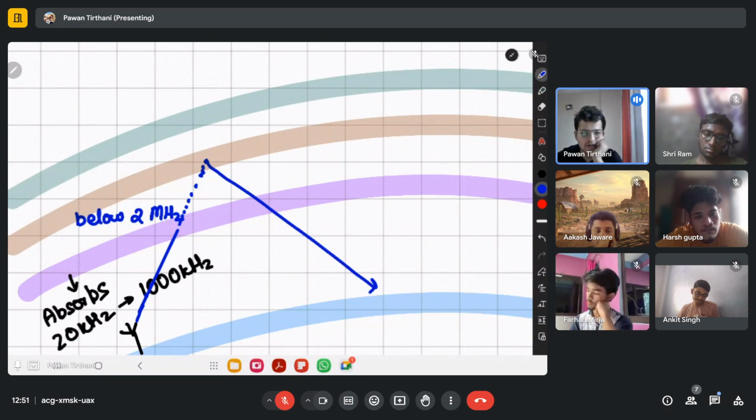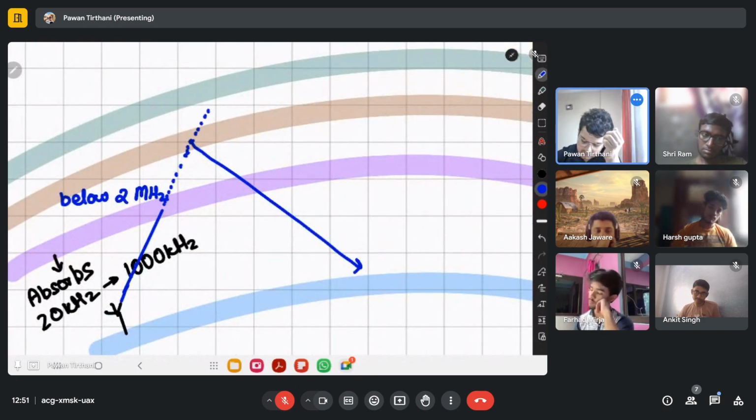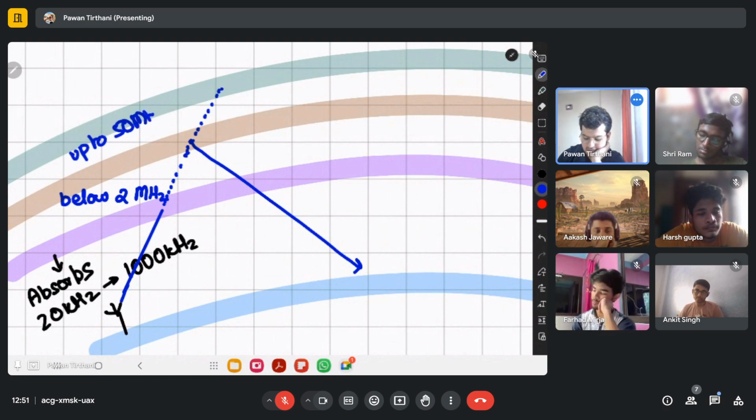But there are still going to be waves which are more powerful, say 10 kilohertz, 20 kilohertz, and these will go up. Then the F layer refracts everything. It refracts all of them, up to 50 megahertz, and tells them to go down.